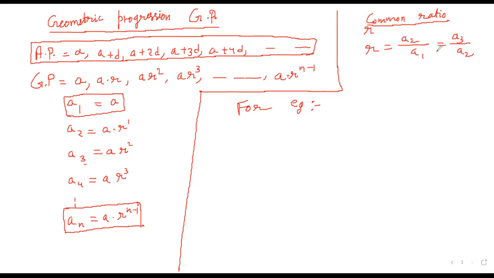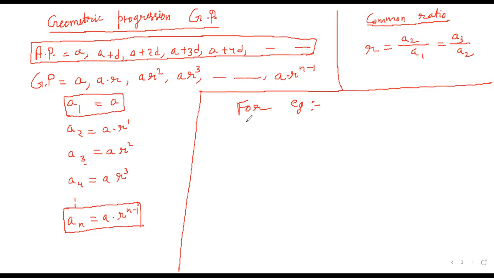Then only a series or a sequence can be called a GP if it has a common ratio. Otherwise, it's not a GP. To check whether a series is a GP, we have to find the common ratio twice. First by A2 by A1, then by A3 by A2. If both the answers are matching, then the given series is a GP.